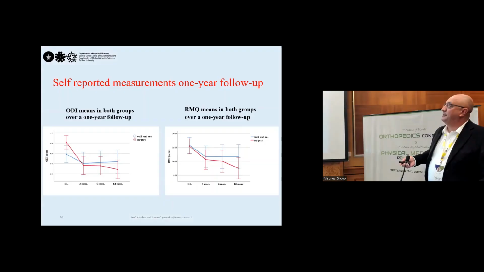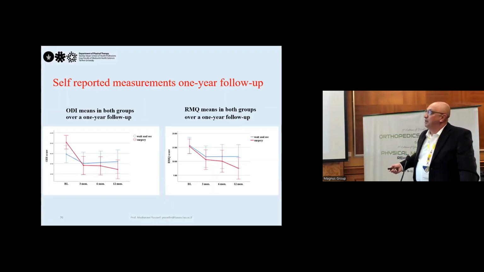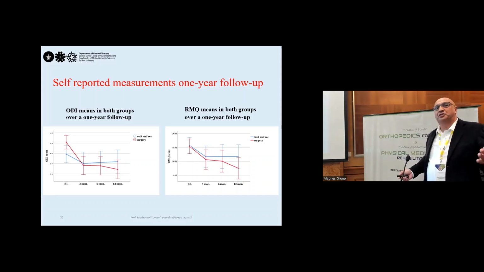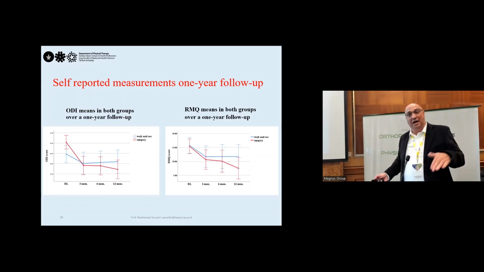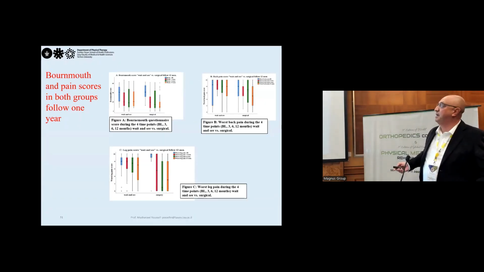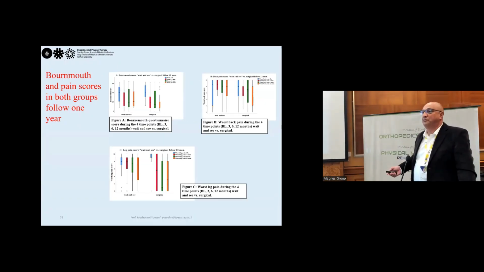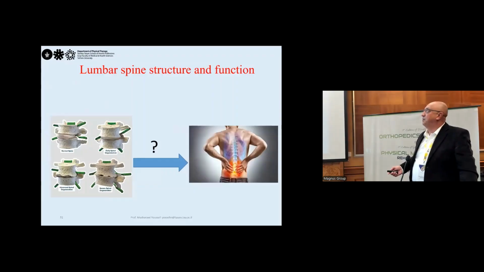So when we looked at the self-reported measurements, they were the same, but you can see that at baseline there was a difference, though not that significant, and then it goes together between the groups, and we can see 3 months after the surgery. Sometimes after 3 months, the surgery group goes back because of the pain and limitation and so on. So there are different aspects that can change, but with the Bournemouth, there's no difference at all.